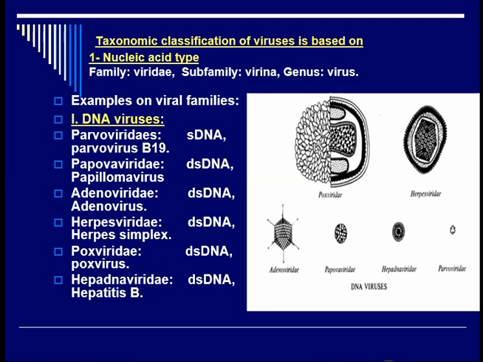Herpesviridae family, double-stranded DNA viruses. An example is herpes simplex virus. Poxviridae family, double-stranded DNA. Example, the pox virus. Hepadnaviridae family, a double-stranded DNA virus, and an example is hepatitis B virus. If we look at the DNA viruses, all of them have a double-stranded DNA genome with the exception of the Parvoviridae family. That is to say, only Parvovirus B19 contains a single-stranded DNA genome, whereas all other DNA viruses have a double-stranded DNA genome. And this is the picture of all the DNA viruses.